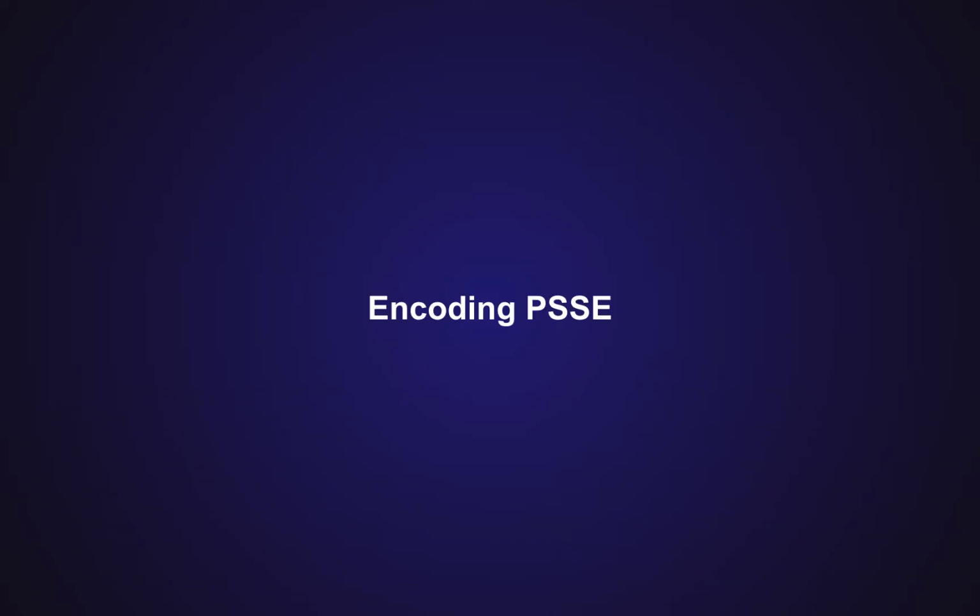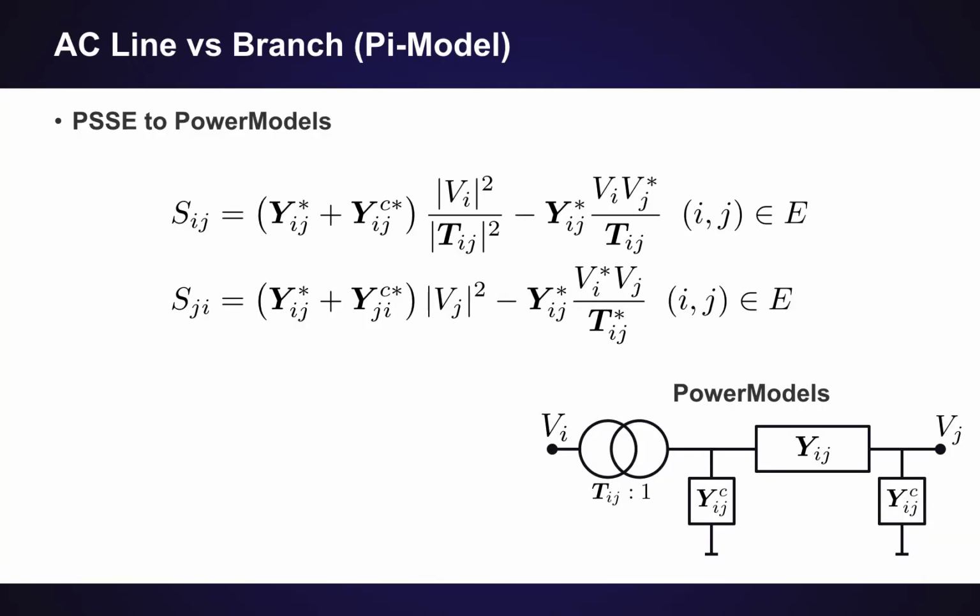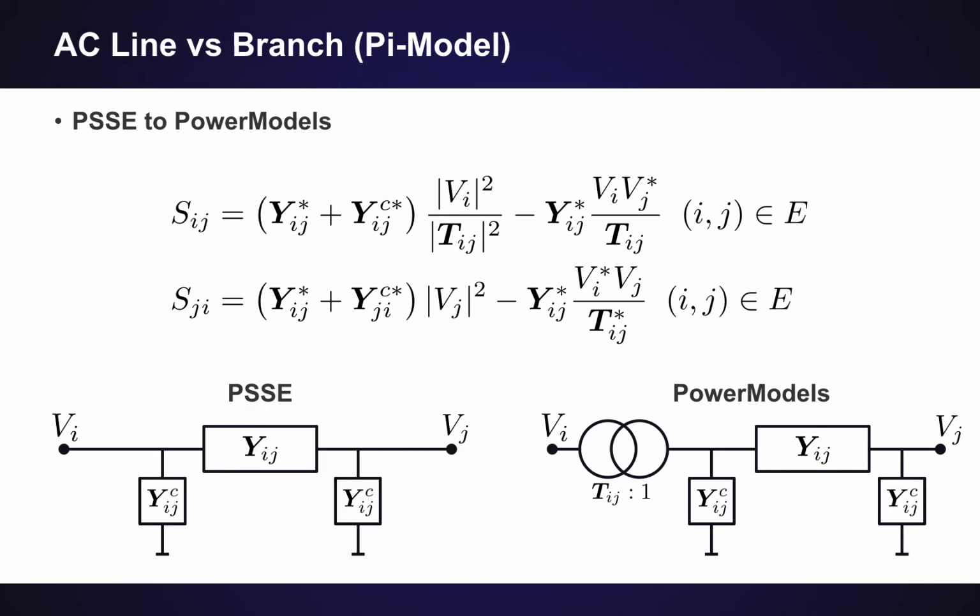So given that, how can we encode the PSSE data into this more general model? Here's the equation that we have in PowerModels for a particular branch, and let's look at how we encode an AC line in PSSE into this model. So the AC lines in PSSE look like this, so they don't have the transformer parameter, but they do have these asymmetric line charging parameters. So all we need to do here is replace the transformer parameter inside of the PowerModels branch model with 1, which is like the identity, and then we'll get back an exact, mathematically exact version of the PSSE model.